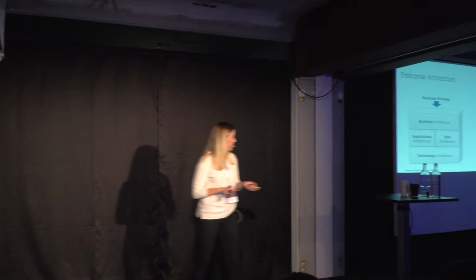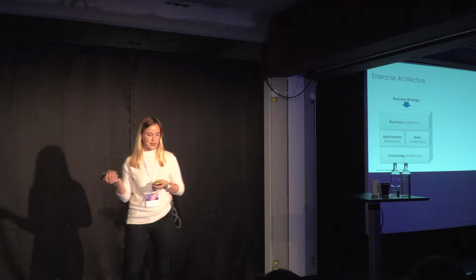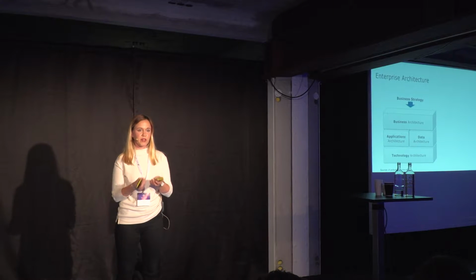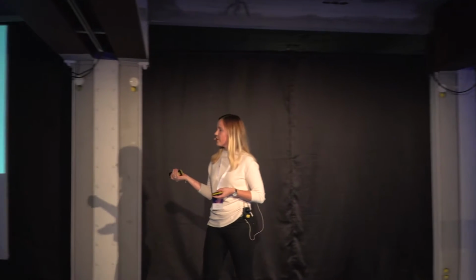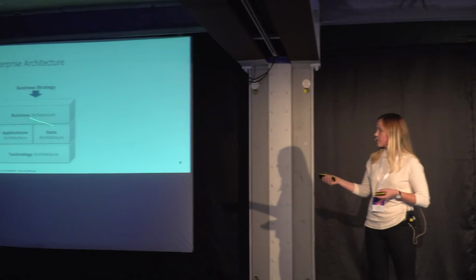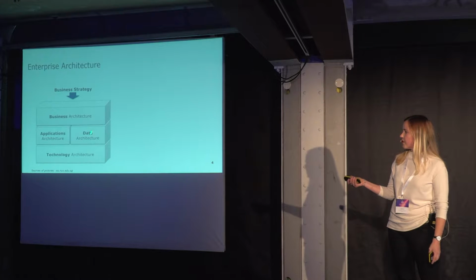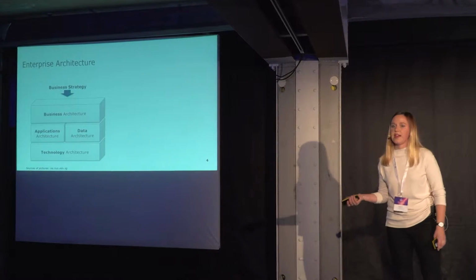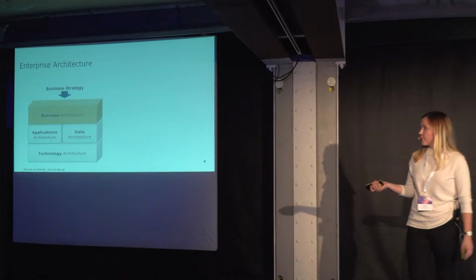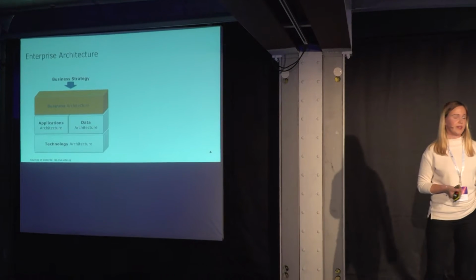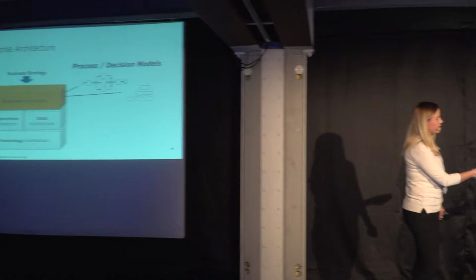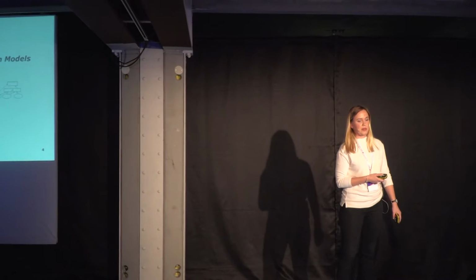So here we go to our motivation, and in this slide I represented a typical structure of how enterprises look, and normally there are 4 layers: the business architecture layer, the applications layer, the data layer, and the underlying technology layer. Where I am now in this presentation, we're talking about the business architecture layer, and that's where the process and decision models come into play.